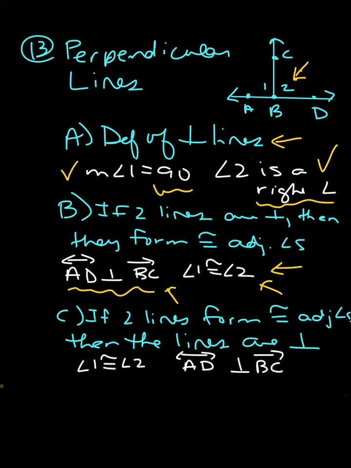Letter C, this theorem is actually the converse of what we saw in letter B. It says if two lines form congruent adjacent angles, then the lines are perpendicular. So it's the opposite. If I tell you angles 1 and 2 are congruent, and you can see from the diagram that they're also adjacent, then you can conclude that the lines are perpendicular. Again, we have to decide what we are given. Our hypothesis is that the angles are adjacent and also congruent, and my conclusion is that the lines are perpendicular.